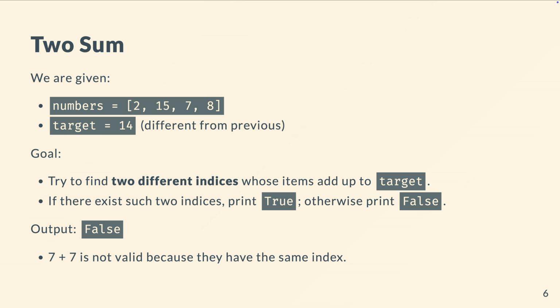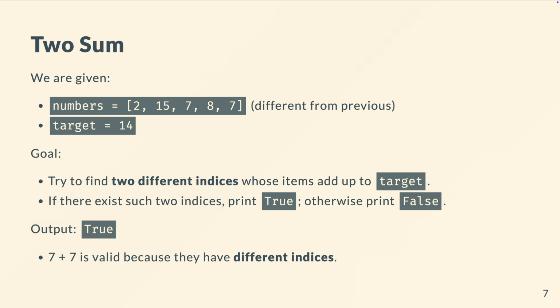Here is a different example. The target changes to 14. The numbers list is the same as before. Can we find 2 different indices whose items add up to 14? The output is false. You might think 7 plus 7 equals 14, but there is only one 7 in the list, so that would be using the same index twice, which is not allowed.